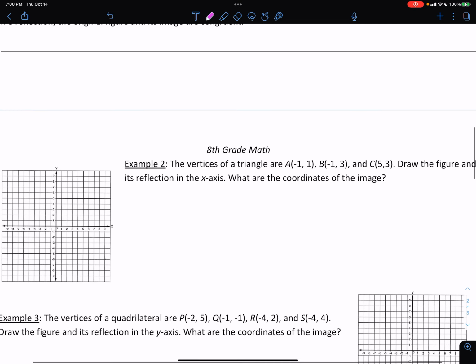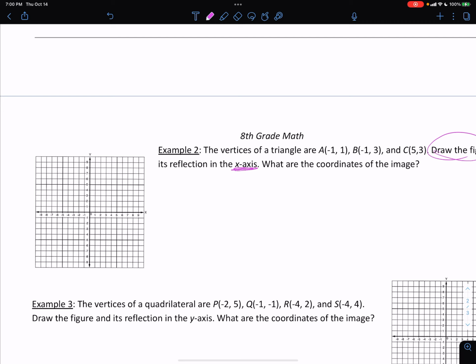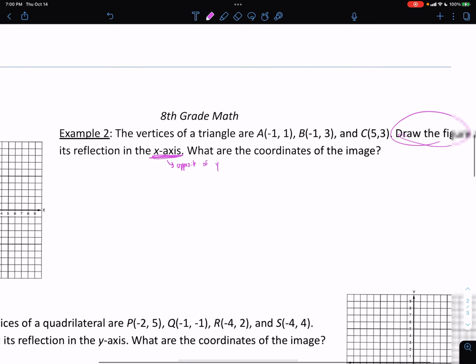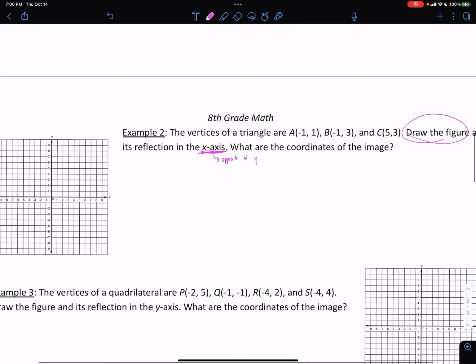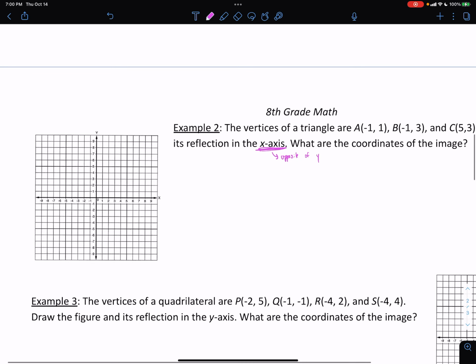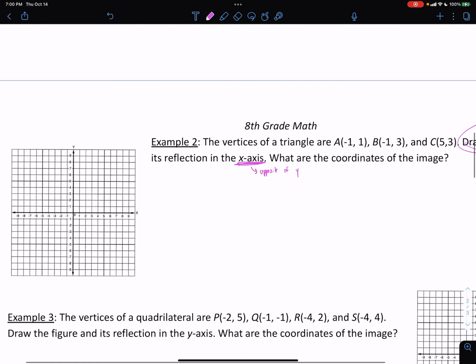So example number 2, the vertices of a triangle are A, B, and C. Draw the figure, right? So I need to plot the figure first and its reflection in the x-axis. X-axis means, right, opposite of y. So that's what I would identify first. Okay, so let's take a look. Let me plot my original figure first.